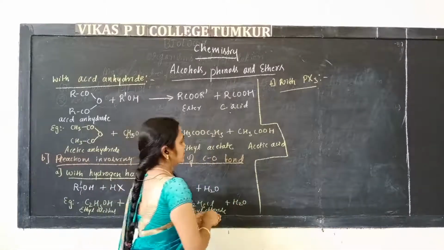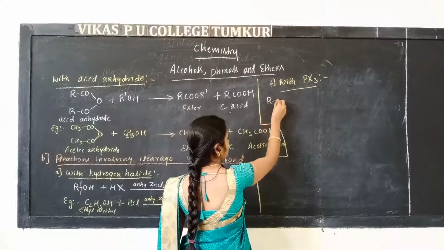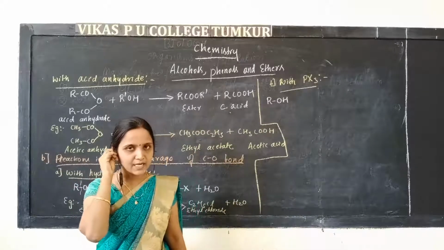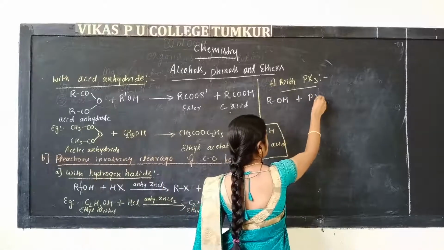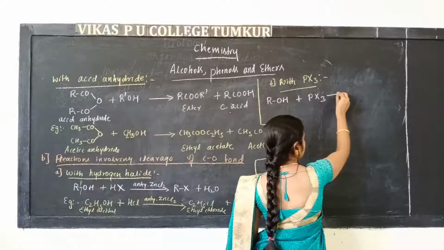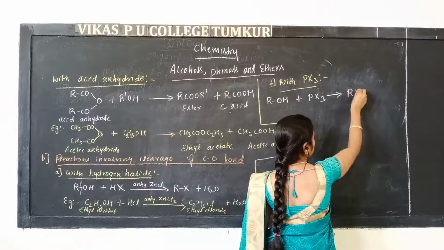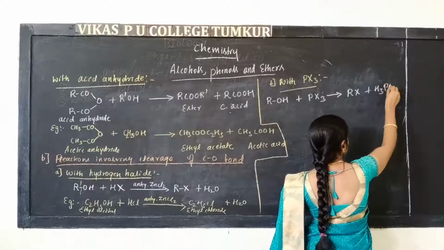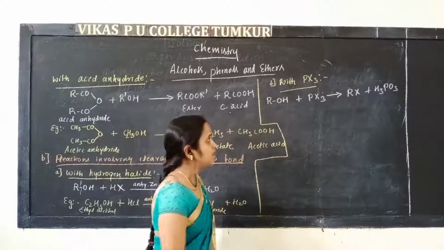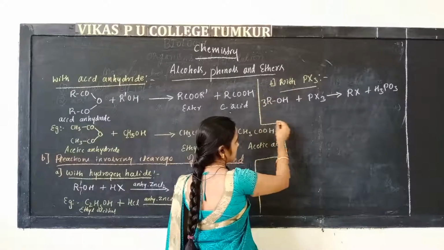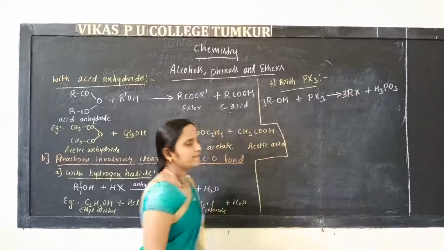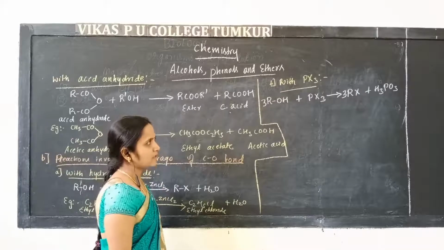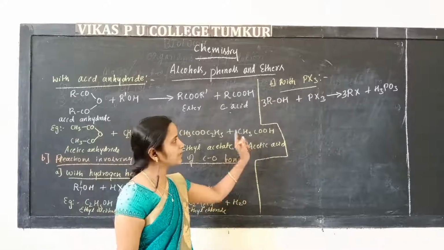Generally, we write alcohols as ROH. The alcohol reacts with the phosphorus trihalide, PX3, and we get the alkyl halide, RX, plus H3PO3, phosphorous acid. In this, we should balance the equation. Then the equation is balanced. You can check it out: the number of hydrogen atoms, the alkyl groups, the oxygen atoms, and the halogen atoms are all balanced.